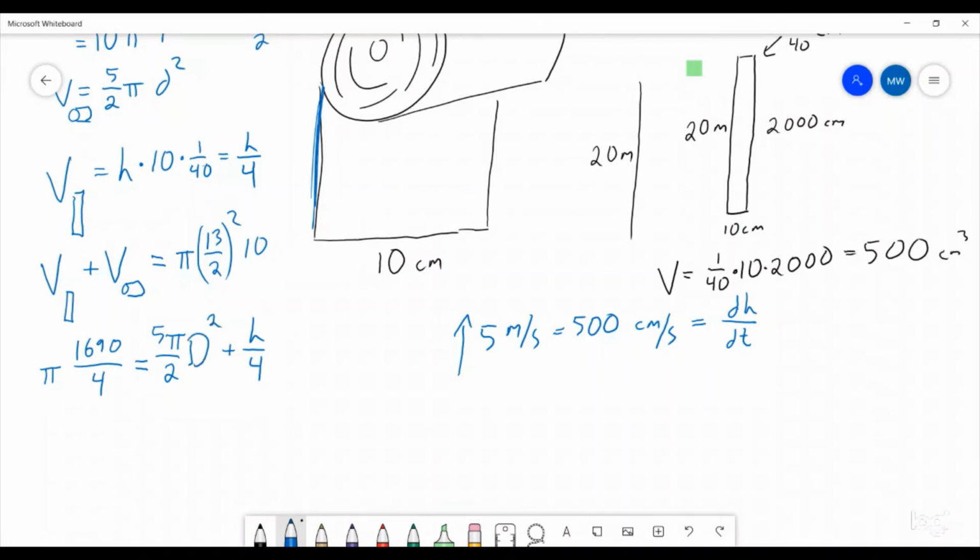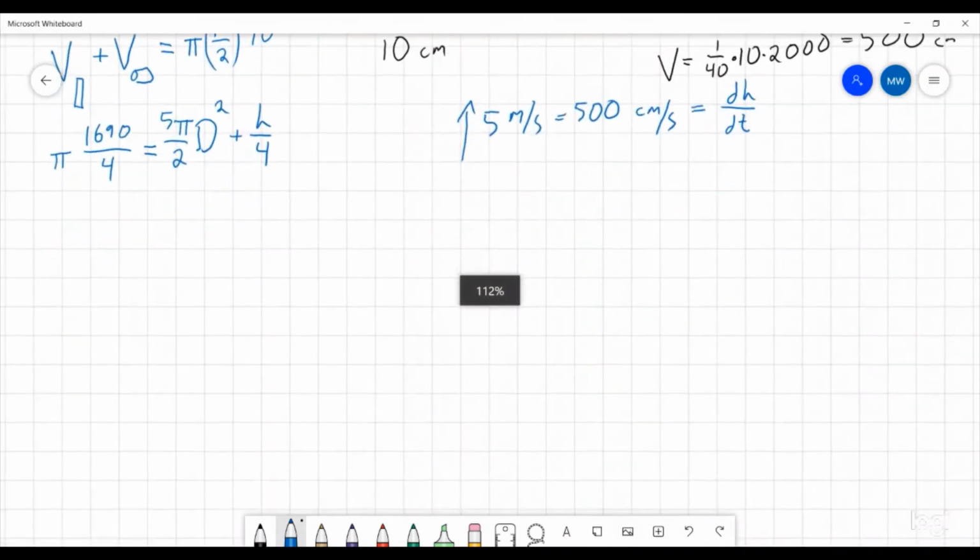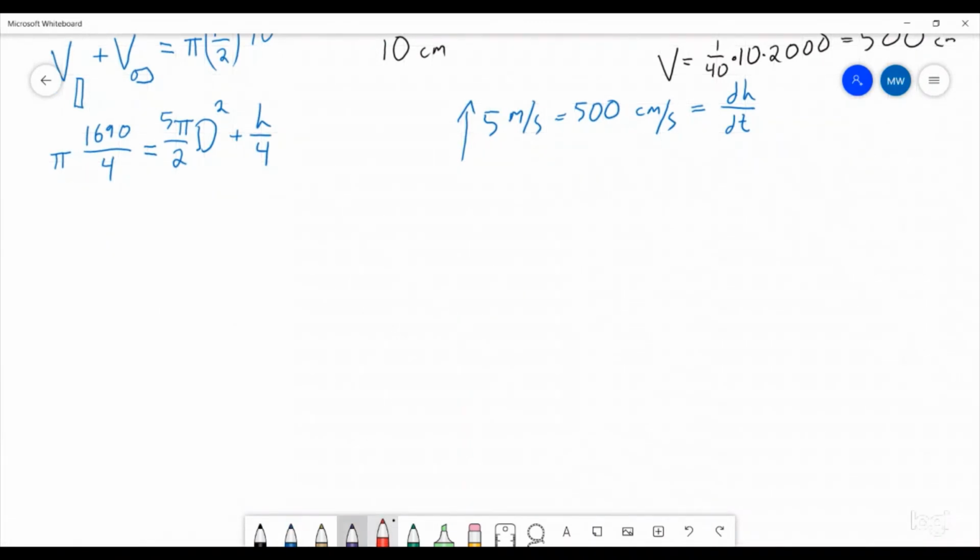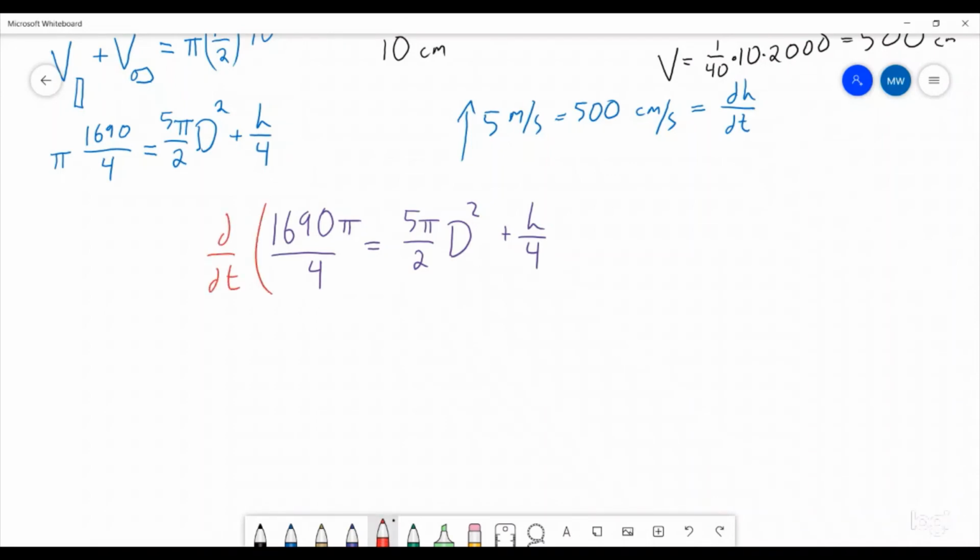Okay, how do we go through and do it now? Now we need to find a connection, and the way we do this is through implicit differentiation. We are going to take that expression that we just found, namely that 1,690 pi over 4 is equal to 5 pi over 2 D squared plus h over 4. And we're going to take the derivative of everything with respect to time.